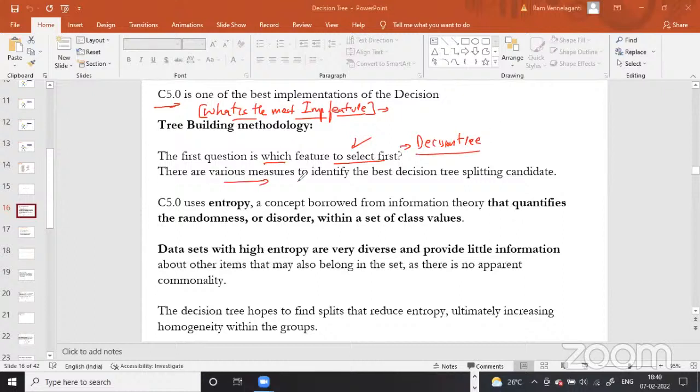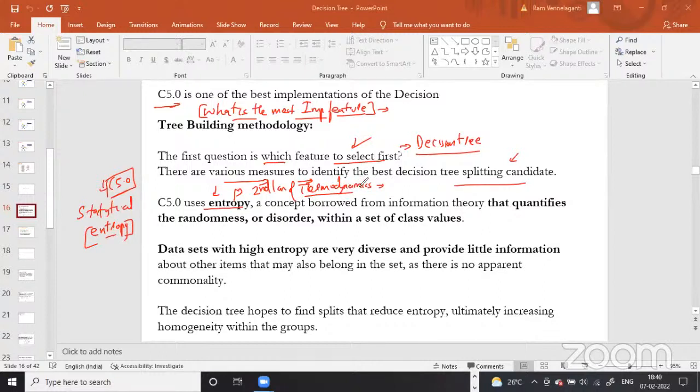Various measures are available for finding out the best candidate, the best feature. But C5.0 uses a concept called entropy. What is the statistical concept we are going to use to find out the most important feature, or the root node? You are going to use the concept of entropy. Where have you heard the concept of entropy? You would have heard it in the second law of thermodynamics.